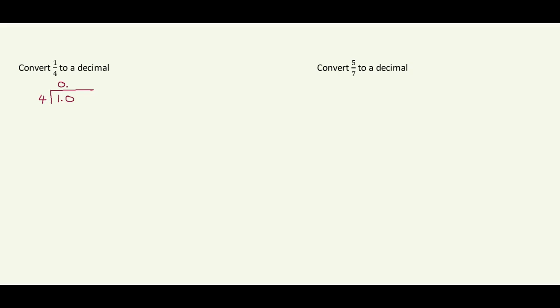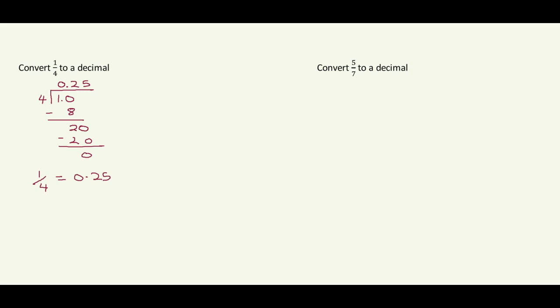So now we have 10 divided by 4. We have 2. 2 times 4, we have 8. So let's subtract. We have 2 as the remainder. Now, this is also less than 4, so we append another 0 right here. 20 divided by 4, we have 5. 5 times 4, we have 20. We subtract, we have 0. So 1/4 is equal to 0.25.